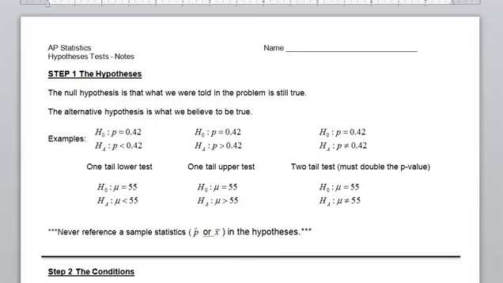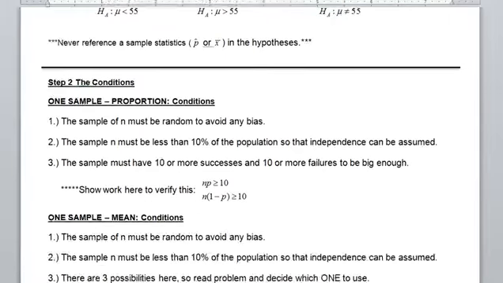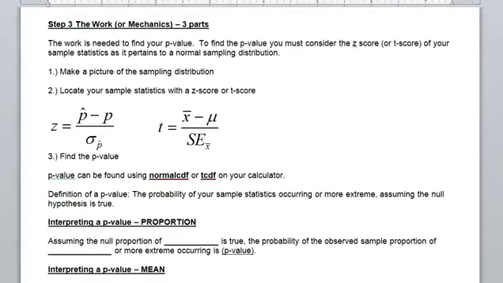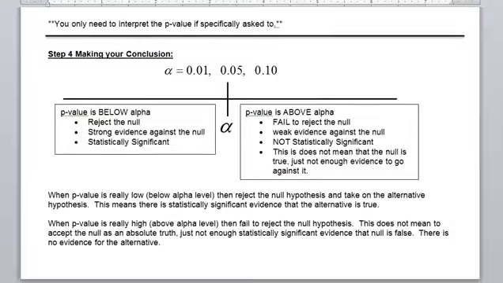We also have a cheat sheet that I gave you over how to conduct a hypothesis test. So step 1, create your hypotheses. Step 2, check those conditions. They're all there. Step 3, draw the picture, locate your z or t score, and then find your p-value. And then make your conclusion, all based on your level of significance alpha.